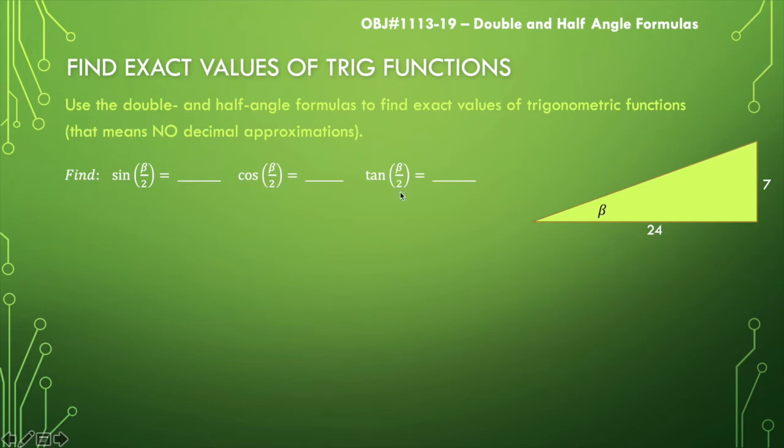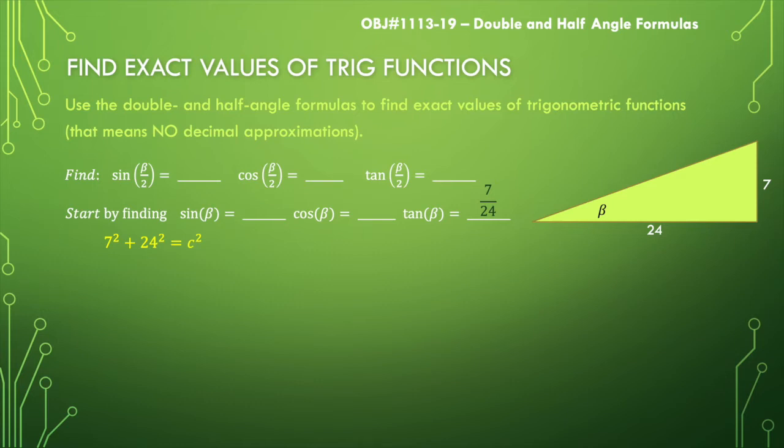Okay, so all we know is we have this right triangle where we're trying to find the exact values of half of angle beta. Again, we're going to start with finding the trig functions of beta: sine of beta, cosine of beta, and tangent of beta. Okay, so what do we know? Well, of these three, we know immediately tangent of beta is going to be 7 over 24, right? And then we're going to go ahead and solve for what we're missing, right?